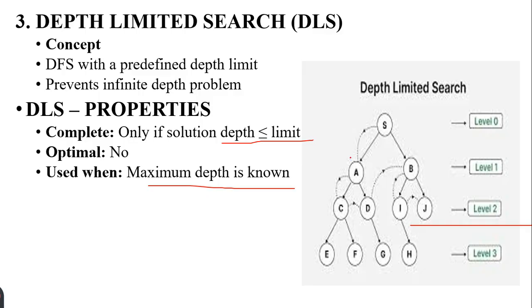For example, we are going to set the level to 2. If I set the level to 2, the search goes only up to that level. It will not go to the next levels, right? This one we are calling DLS.